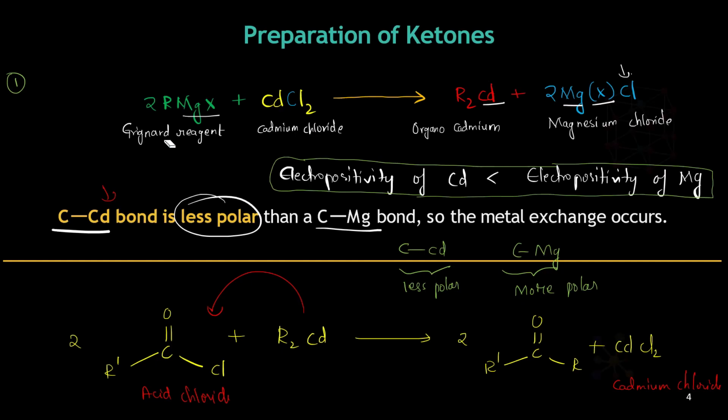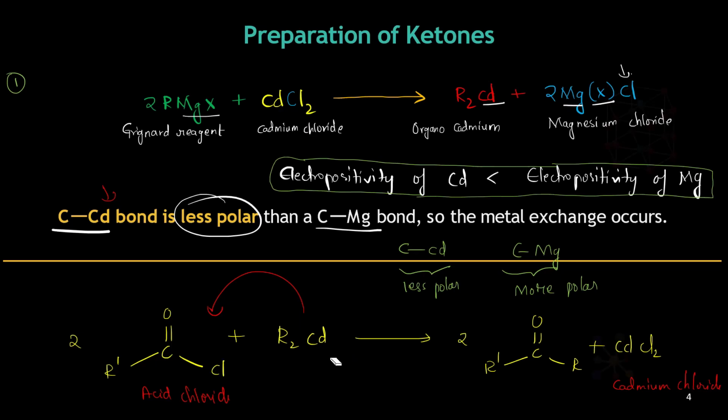Whatever the Grignard reagent is there, it will mainly involve two components. One is the Grignard reagent and the other one is cadmium chloride. Two equivalents of this Grignard reagent will react with the cadmium chloride. When the reaction happens, it results in the formation of organocadmium and magnesium chloride. Whatever organocadmium we got will once again react with the acid chloride.